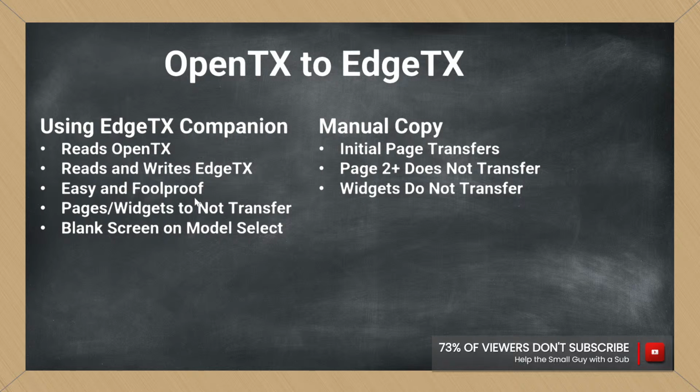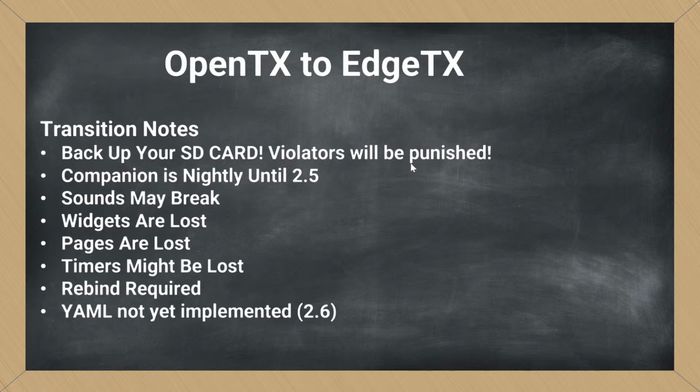That's the white screen. I had to add a screen and the widgets, and then you get a blank screen on model select. So that blank screen will carry through on every single model that you transfer over. On the manual copy, like I showed you, the initial page transfers, we had a page 1, but no widgets, no page 2, and no widgets. That's exactly what we just showed.